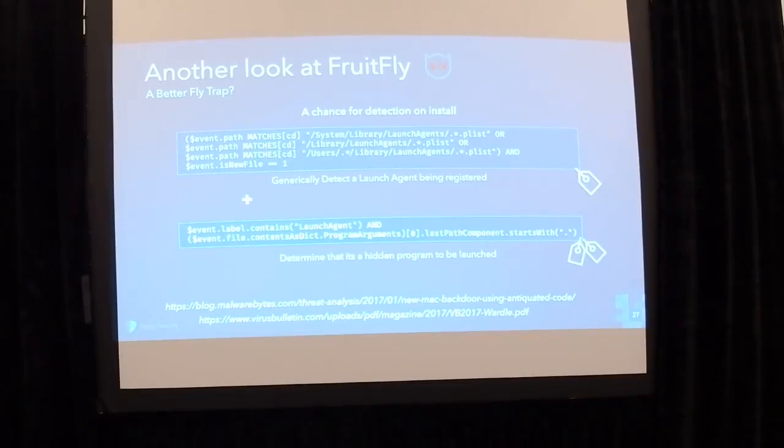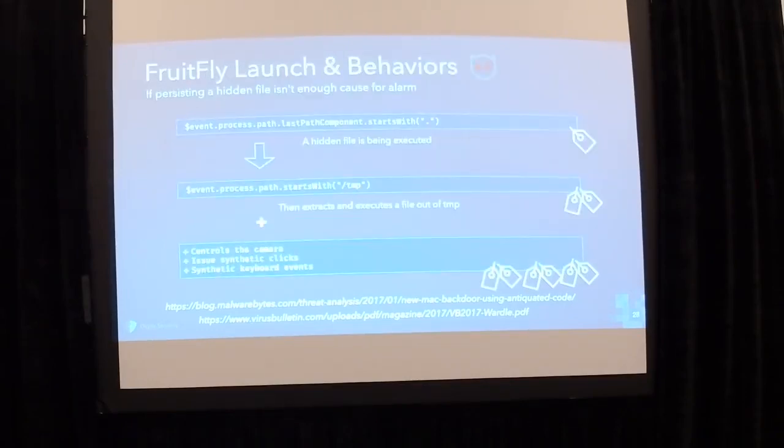Well, that particular launch agent was attempting to launch a hidden file, right, called .client. So it was attempting to launch a hidden file, so that's a little bit more suspicious, right? Why do that, right? So you tag it with that too, and perhaps that's enough for you, but perhaps it's not, right? And if it's not and you have to go deeper, you have another chance when that file finally launches. It's going to be launched with process arguments that include a hidden file, right? And then it also extracts and executes a file out of temp.